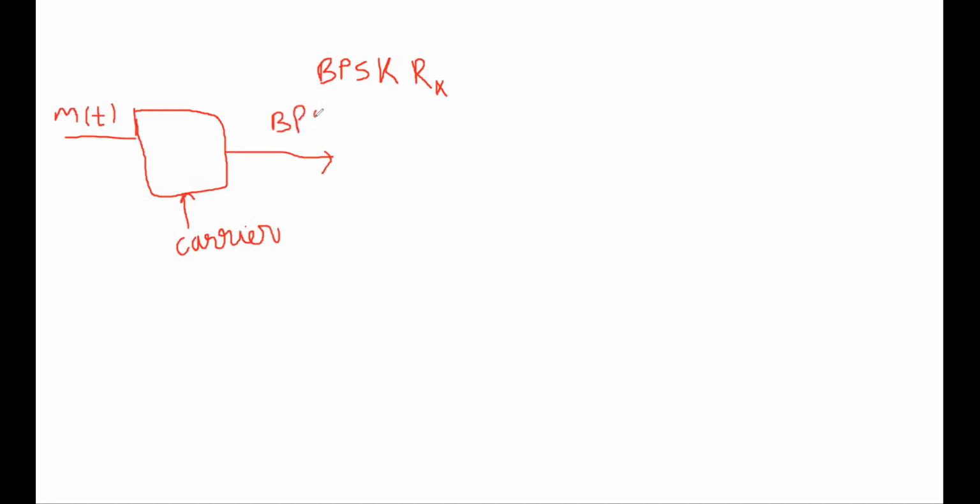Now we also derived the output expression for this BPSK. This is the transmitter, or modulator, we can call it. So this is the BPSK signal, and we have already derived the expression yesterday. The expression goes as B of t, amplitude of your carrier, that is E, suppose, cos of omega ct.